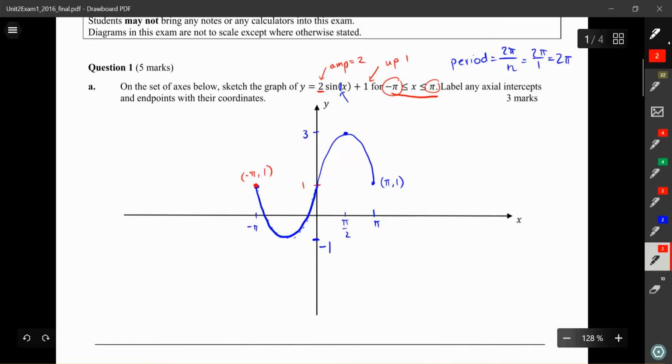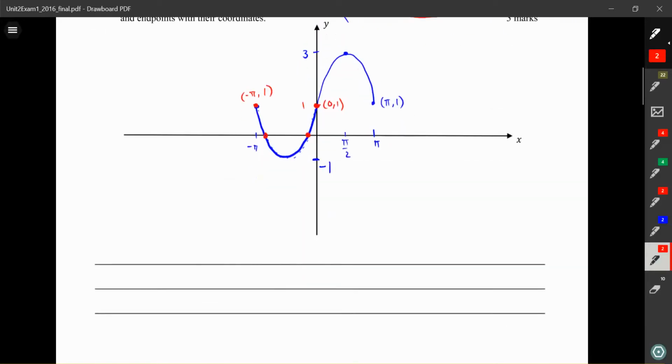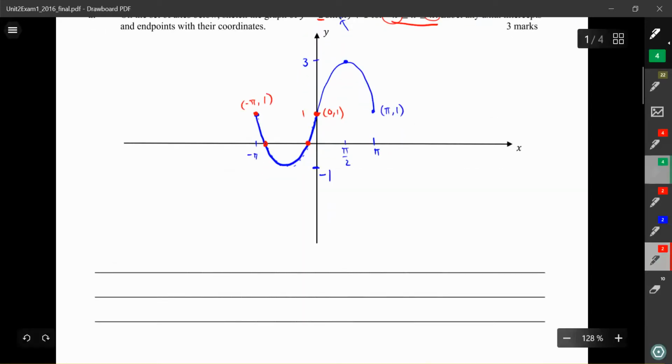At pi it is 1, and clearly at this point here at 0 it is 1. Okay, now it says label any axial intercepts. So I haven't labeled my x-axis intercepts and endpoints with their coordinates. Now I've labeled the coordinates of the endpoints, and the only thing I'm missing now are the x-axis intercepts. So how do you find x-axis intercepts? These are the points I'm looking for. You can only find them when the y coordinate is equal to 0.